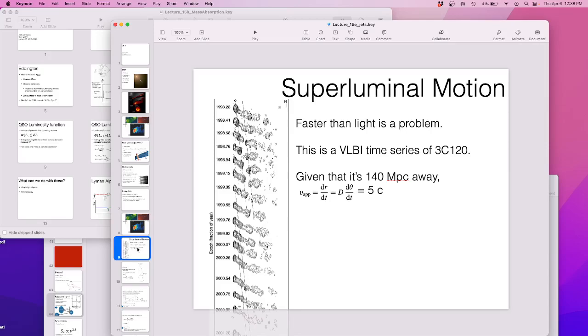Theta is the angle on the sky. How do I turn this into a velocity that this is going in this direction? You multiply by the distance. So v is d times d theta/dt. So they did this for some of these jets, and they got 5c. Not like 1.5c, but a lot bigger than c.